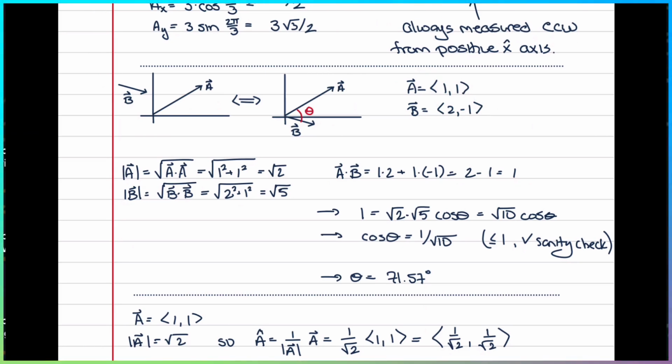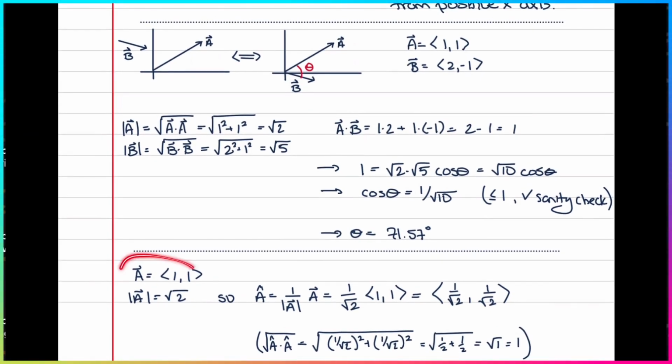So then put it all together. The dot product, 1, is equal to the magnitudes multiplied by the cosine between them. Square root of 2 times square root of 5, same thing as square root of 10. So the cosine is 1 over the square root of 10. Quick little sanity check: 1 over the square root of 10 is less than 1, as it must be, because the trig functions cannot be greater than 1 or less than -1. So this is a positive number that's less than 1. That's a good sanity check. Then when I plug into my calculator, I get 71.57 degrees.